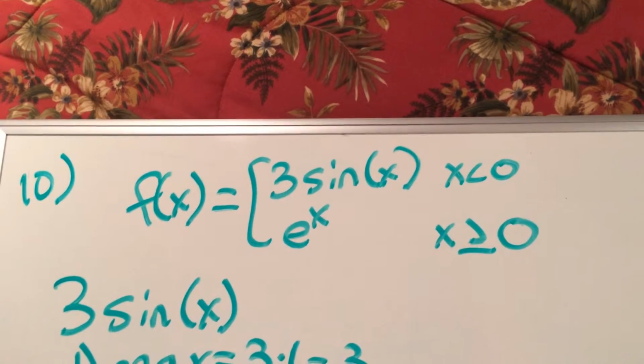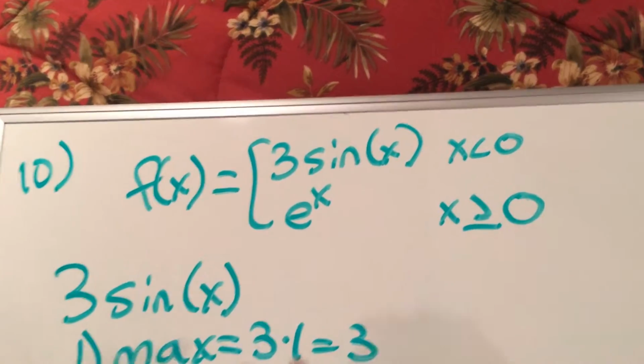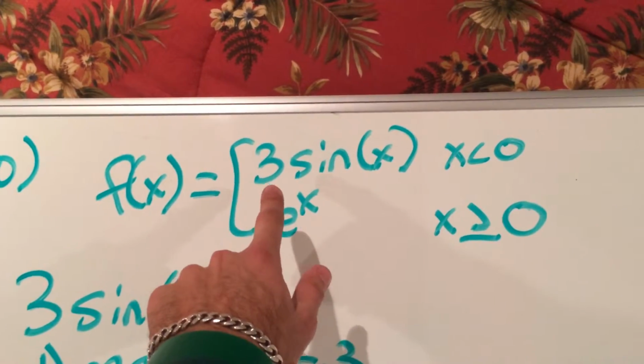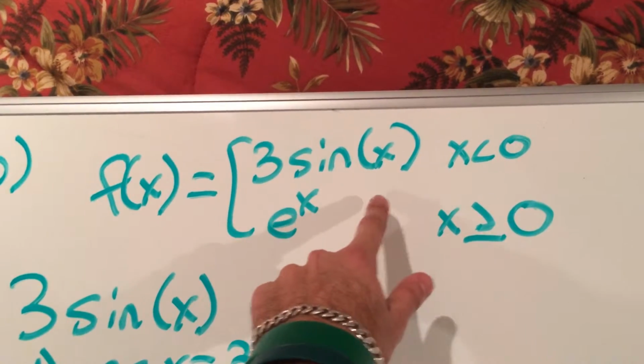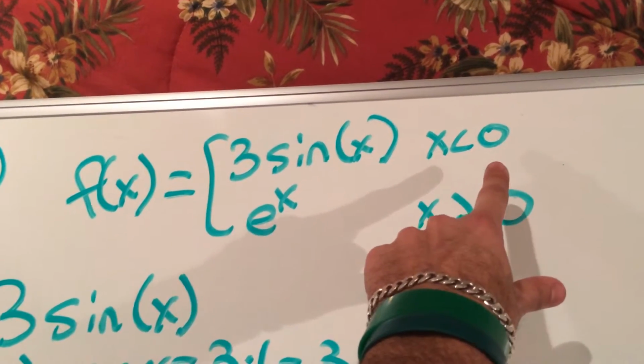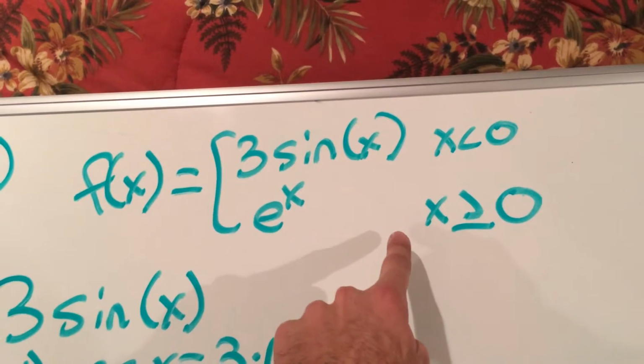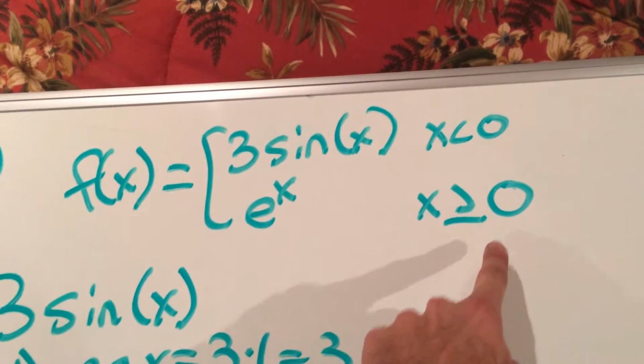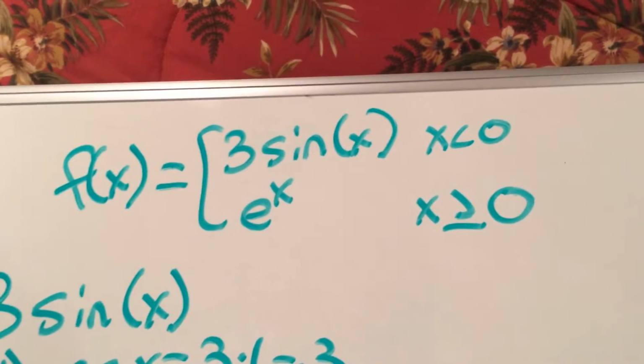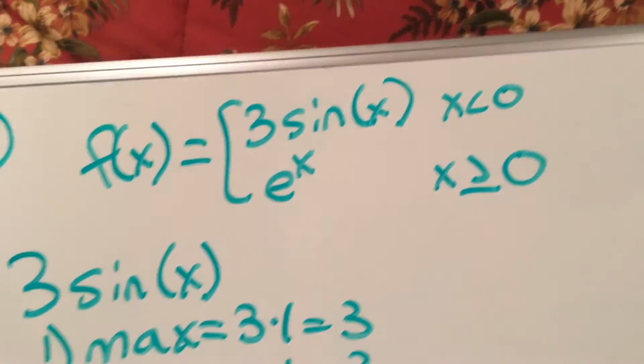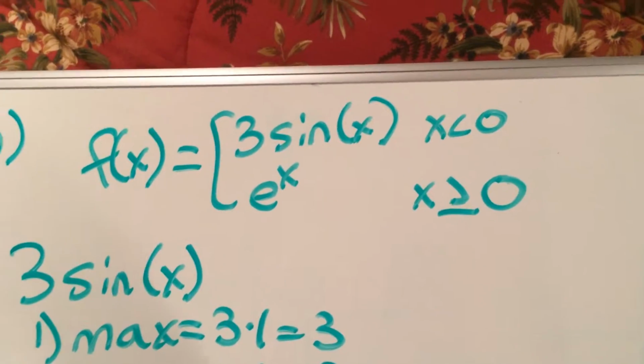This is problem number 10 on the multiple choice. So again, they've given us a piecewise function defined as 3 times sine of x when x is less than 0, and e to the x when x is greater than or equal to 0. The question they're asking us is to find the range of this piecewise function.